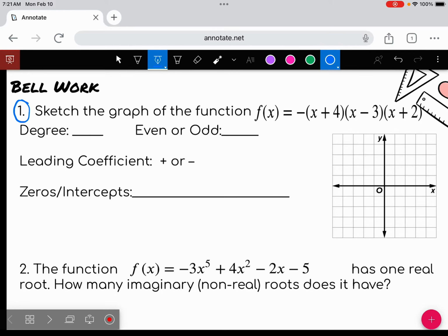First things first, looking at this, f of x is minus x plus 4, x minus 3, and x plus 2. What is the degree going to be on this guy? 3. We have 1, 2, 3 x's being multiplied together. So this is a degree 3, which means we know this is going to be odd.